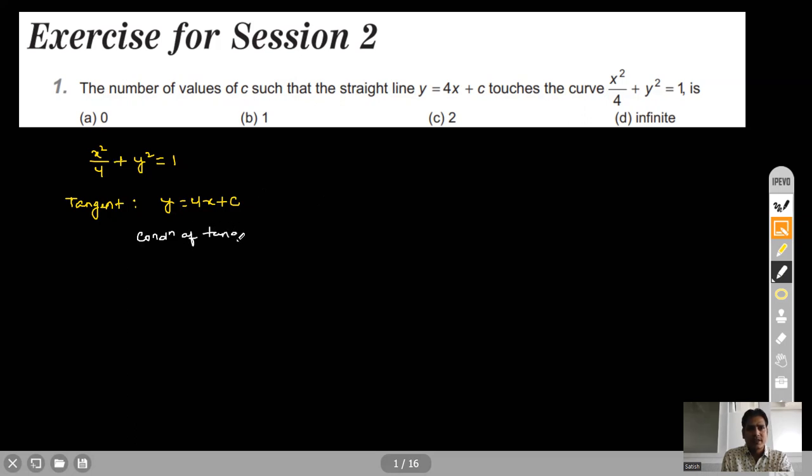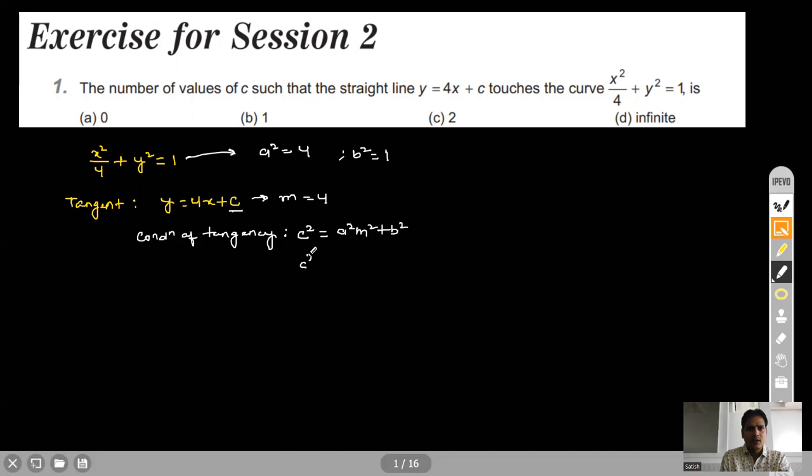So, what is the condition of tangency? Condition of tangency is this c square must be equal to a square m square plus b square, right? So as per given condition, what is our a square? If you see from the equation of the ellipse, the a square value is 4, right? And the value of b square is 1, right? And if you observe, what is the slope of this line? The slope of this line is 4, right? So let's put the value of this a square, b square and m in this equation, okay?